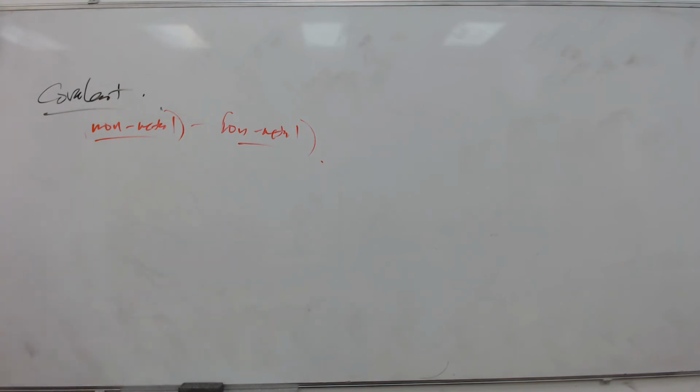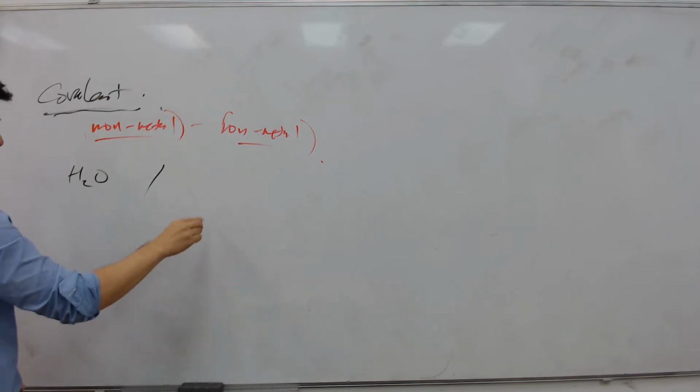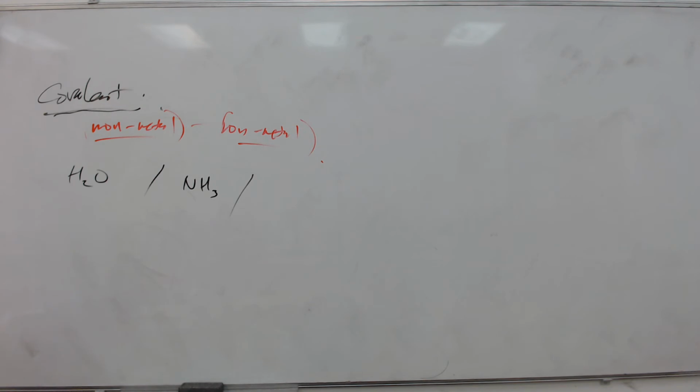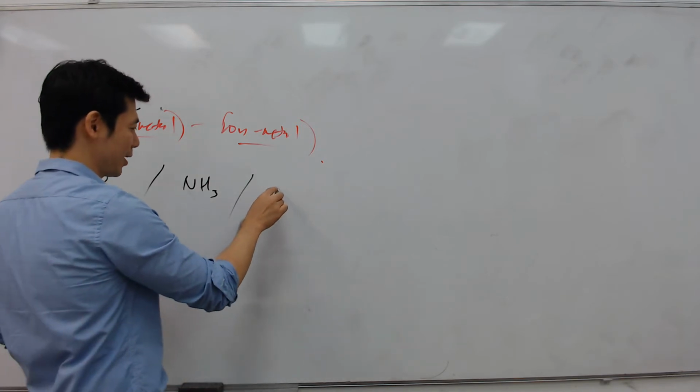So let's do the easy one first. These are all covalent compounds, and sometimes they call these molecules. So H2O, let's show H2O and NH3. It's very important to know how to draw the Lewis dots, by the way. Very, very important. It's very tedious, just so you know. Some kids are like, oh, I don't want to draw it. But there's no choice, guys.